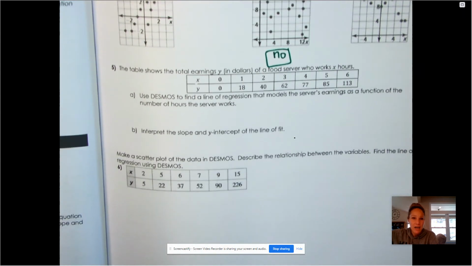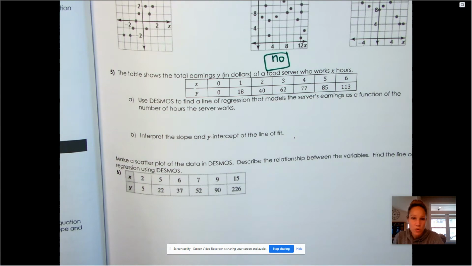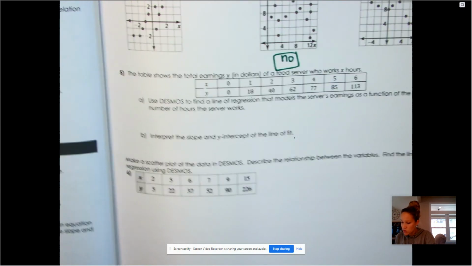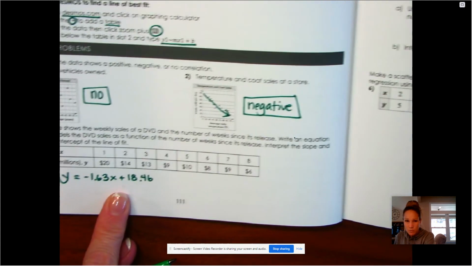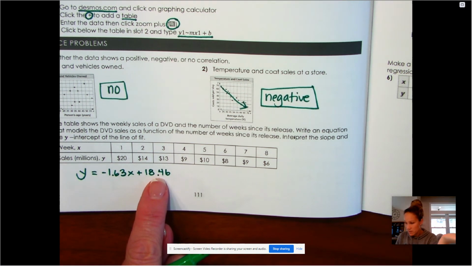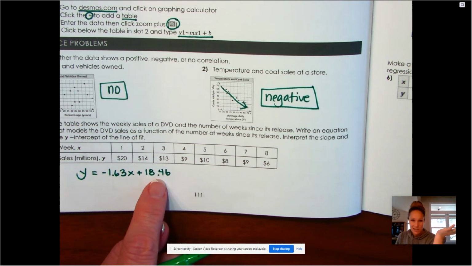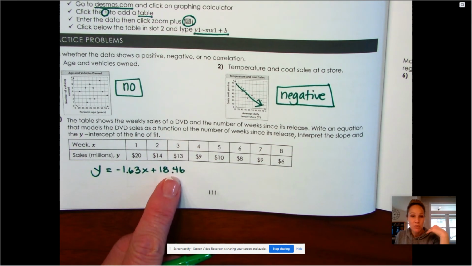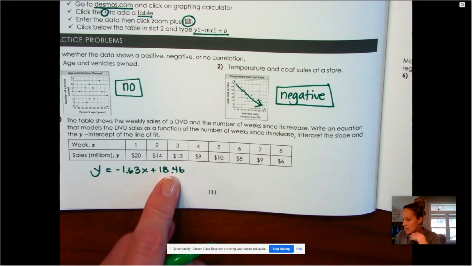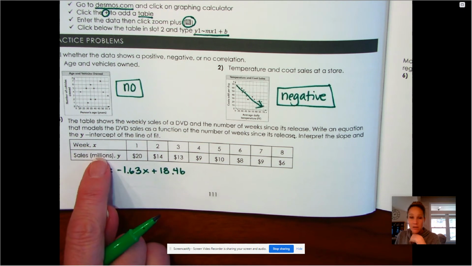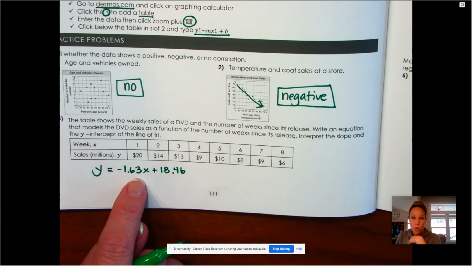Question number 5 says the table shows the total earnings. Use Desmos. We're going to use Desmos. Oh, and I forgot to interpret this, you guys. This would be the starting amount, like in 0 weeks, which doesn't really make a ton of sense in the context of this problem. Or maybe that's just what they made initially. And then it would go down by 1.63 million each week. So that's what the slope represents.